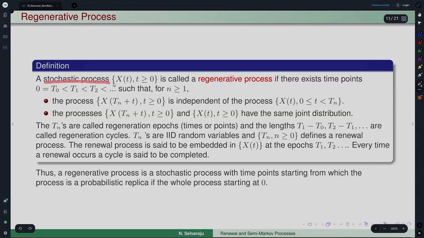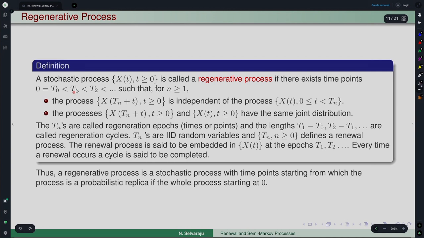So, what is that? This is what we define first. We will come back to the specifics. A stochastic process X(t), a continuous time stochastic process, is called a regenerative process if there exist time points, say T_0 equal to 0, we are assuming, of course, one can generally also assume less than or equal to, but for our purpose we are assuming this.